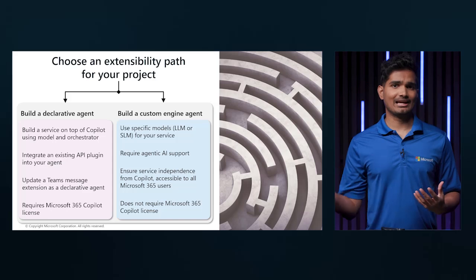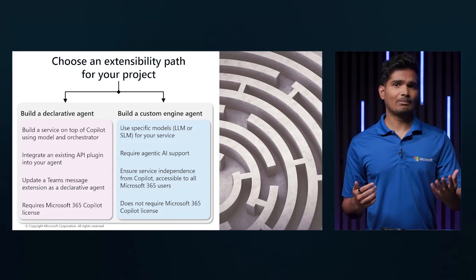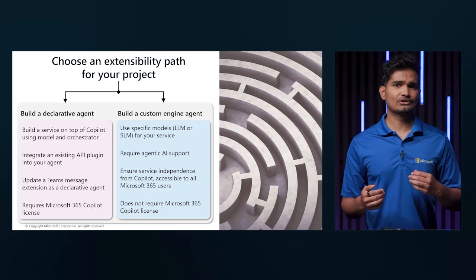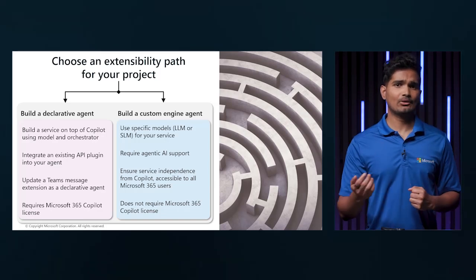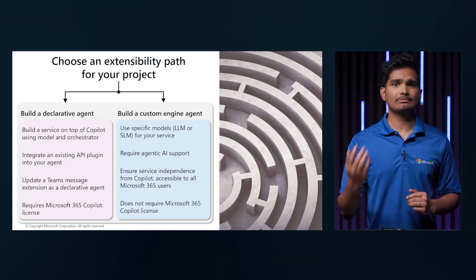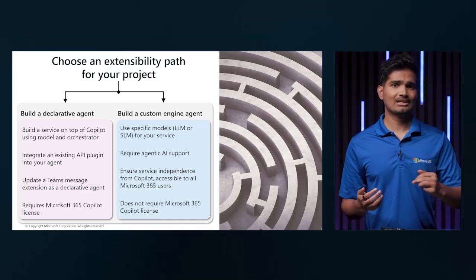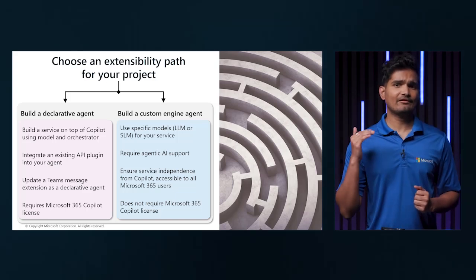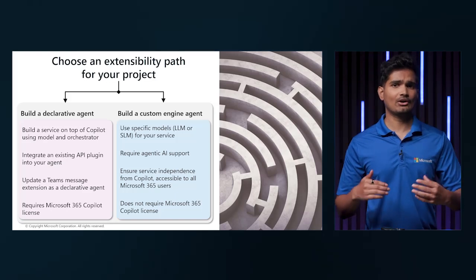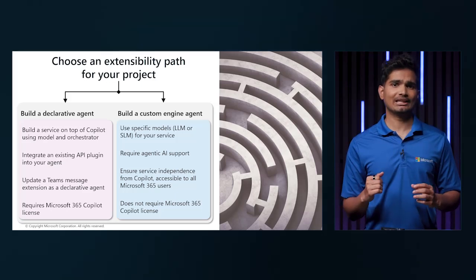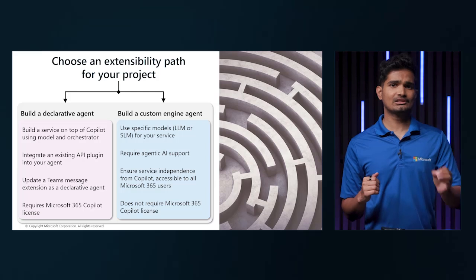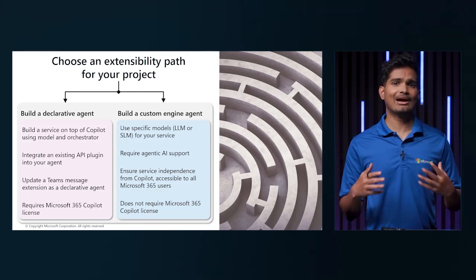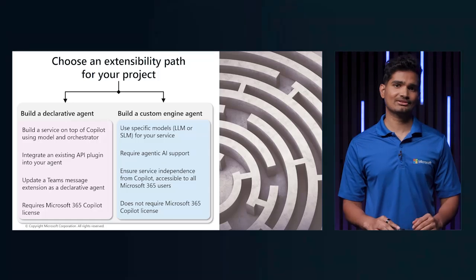Decide whether to extend Microsoft 365 Copilot or build a custom agent. Use Copilot for services leveraging its model and orchestrator, or custom agents for specific models and independent services. So M365 Copilot builds a service on top of Copilot using its model, while custom engine agents can use specific models and can be done without an M365 Copilot license.